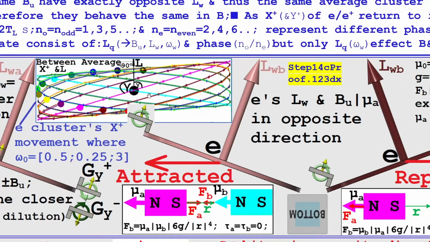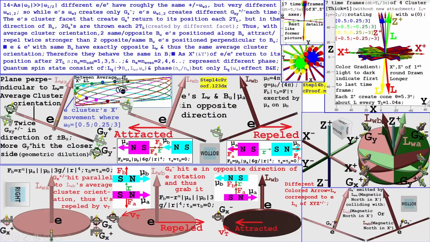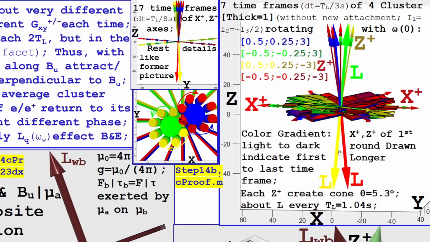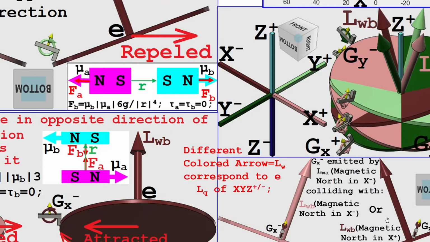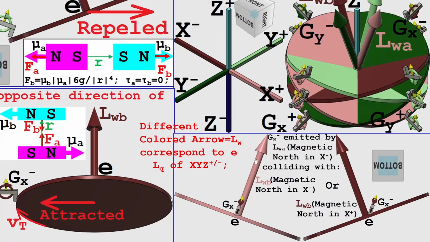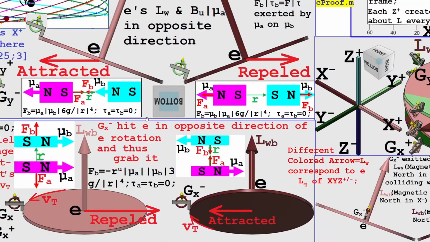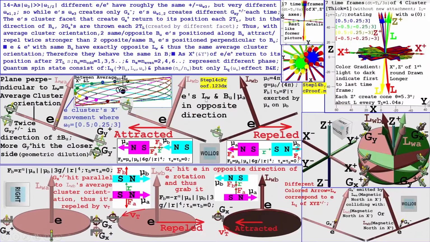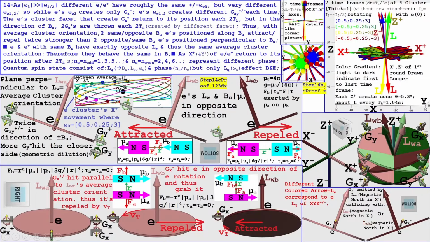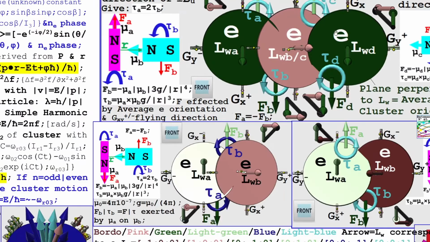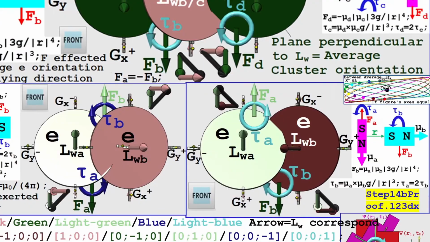Electron and positron with the same magnetic field have exactly opposite angular momentum, and thus the same average cluster orientation. Therefore, they behave the same in a magnetic field. Taking into account the tangential velocity of the average cluster orientation, and the geometric dilution and rotation of G sub xy, we can see that two electrons with the same magnetic field attract if positioned along their magnetic field and repel if positioned perpendicularly. Similarly, taking into account also the G sub xy flying direction and its collision point, we can prove any force and torque exerted by a magnetic field.